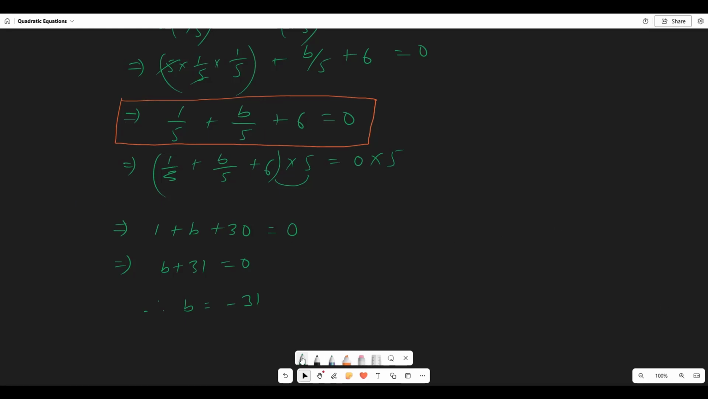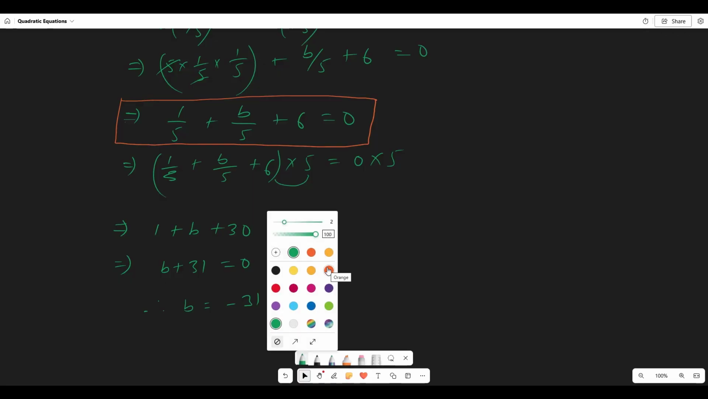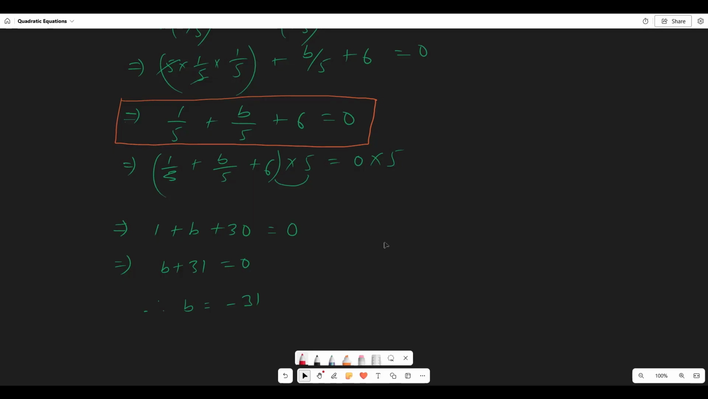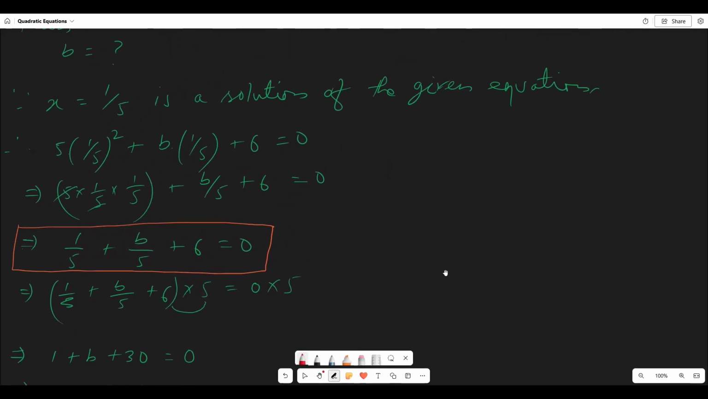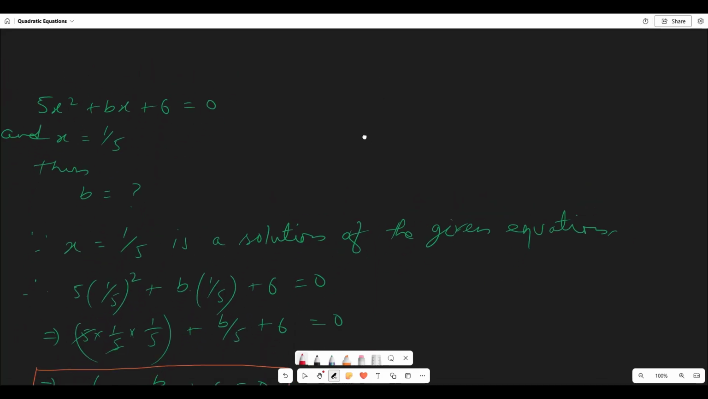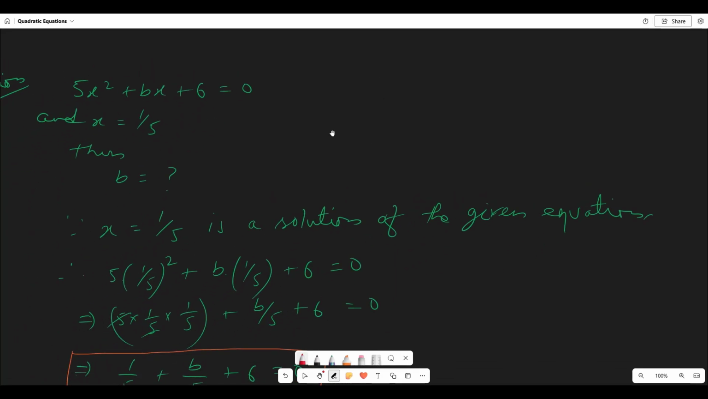Sometimes you may think that we should verify our answers also, so let's do it. This is our equation. If b equals to minus 31, this will become 5x square minus 31x plus 6 equals to 0, and x equals to 1 by 5. So let's verify it.